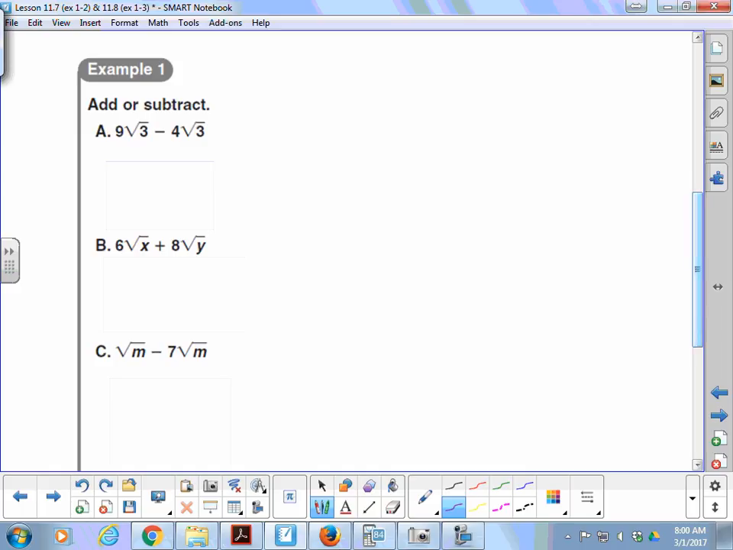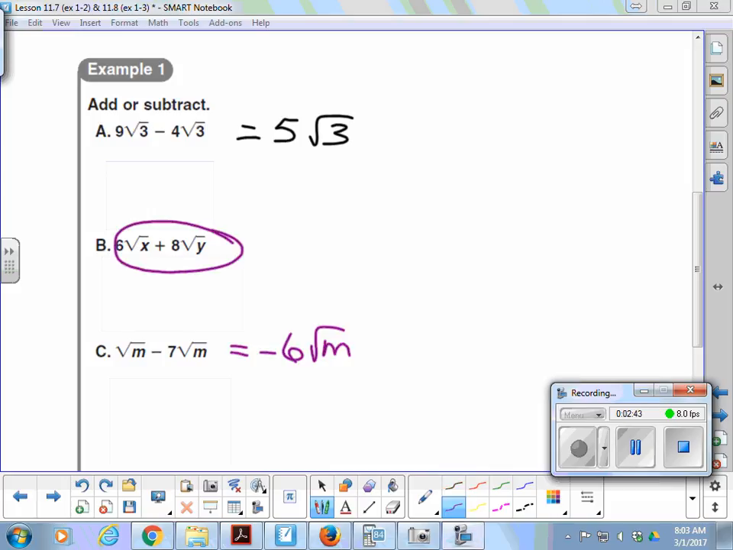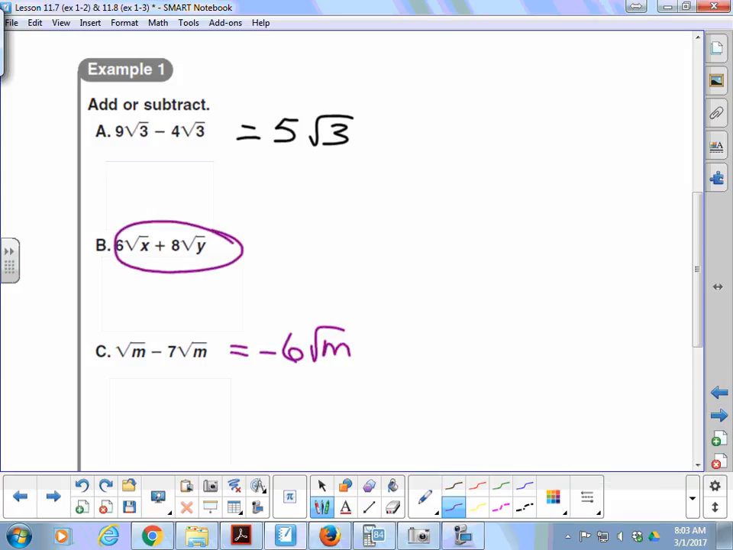So, for example, A here, 9 square roots of 3 minus 4 square roots of 3. That's just 9 minus 4 is 5 square roots of 3. So if I have the like radicals, I could just add the coefficients together. Now do B and C. So that's the basics for adding and subtracting them. If you have like radicals, then we can put them together by combining the coefficients. If the radicals are not the same, then you can't do anything with them.